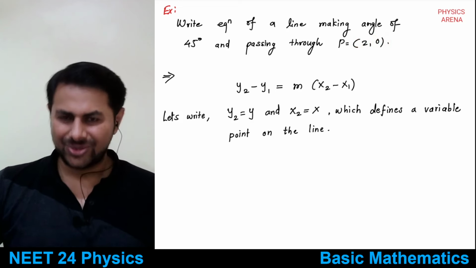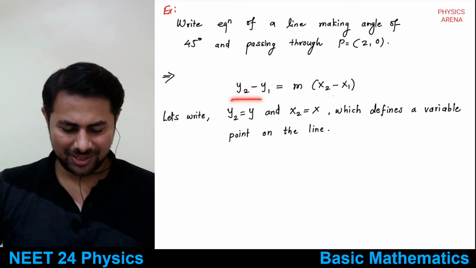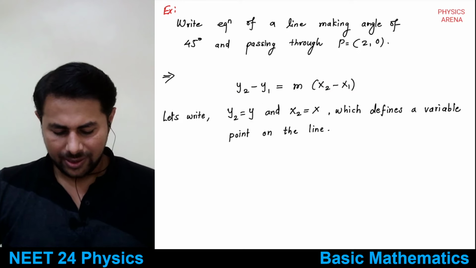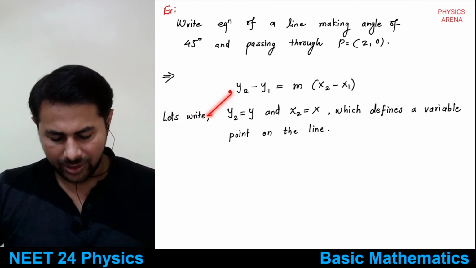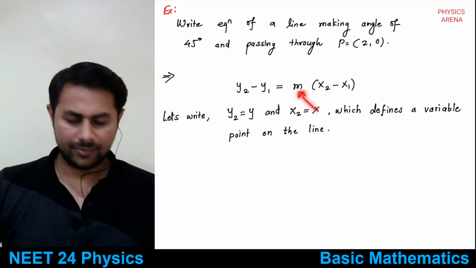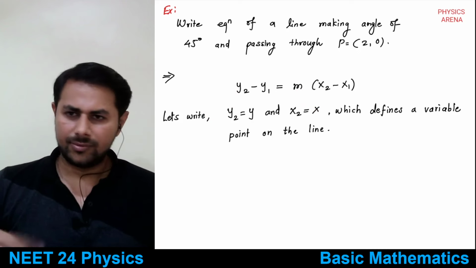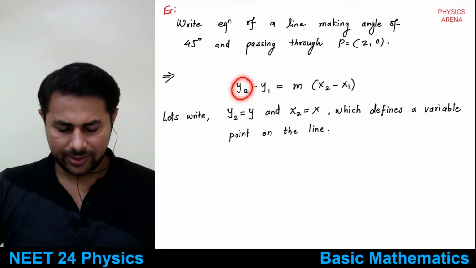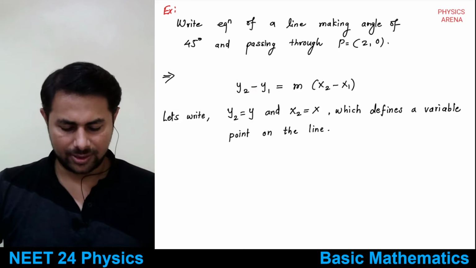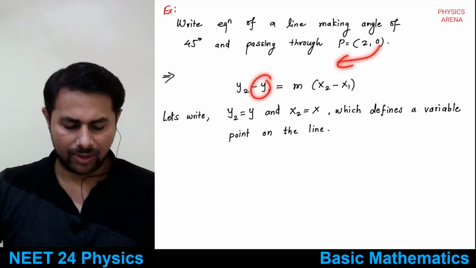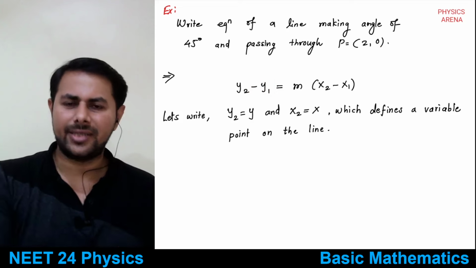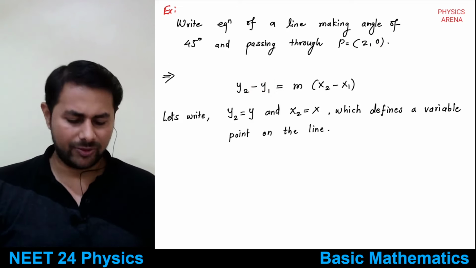So you can say this is the equation: y2 minus y1 is equal to m multiplied by x2 minus x1. Now let's write y2 equal to y, and x2 equal to x. So these are the variables. One of these, either y2 or y1, you will call y. The other one you will have from the given point. We don't need to solve these kinds of things, but just for conceptual clarity, we are seeing this problem.